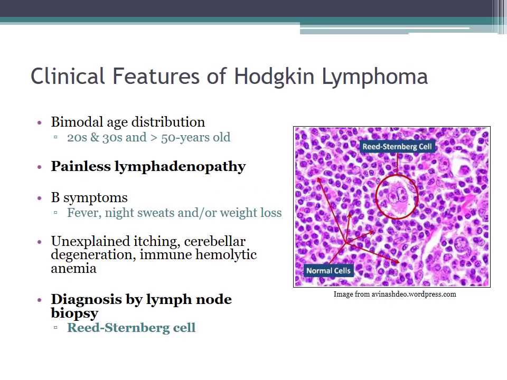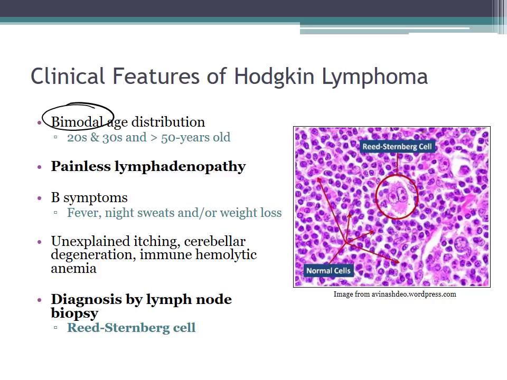Hodgkin's lymphoma, or Hodgkin's disease. Hodgkin's lymphoma has a bimodal age distribution, meaning that there's peaks in two different age groups. The first age group is 20 to 30 years of age, and the second age group is patients over the age of 50. Like non-Hodgkin's lymphoma, patients with Hodgkin's lymphoma also present with a painless lymphadenopathy.